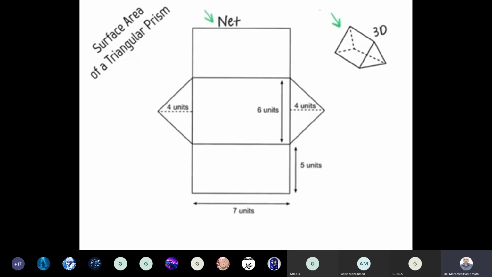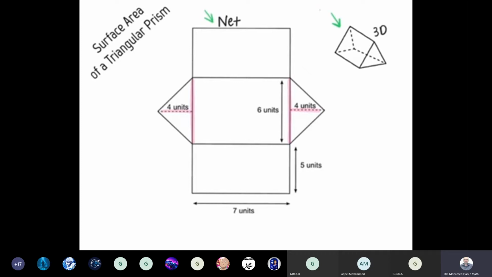So when I look at this net, I can see right away that both triangles have a height of 4 units, and I know that because it says it directly on the triangle. The next thing that I can notice about the triangles is that it has a base of 6 units, and it says it right here. It labels this base as 6 units. Now I know that over here is also 6 units because it's the same exact size. If you look, they're congruent. They're exactly the same size because they're both sides of a rectangle.